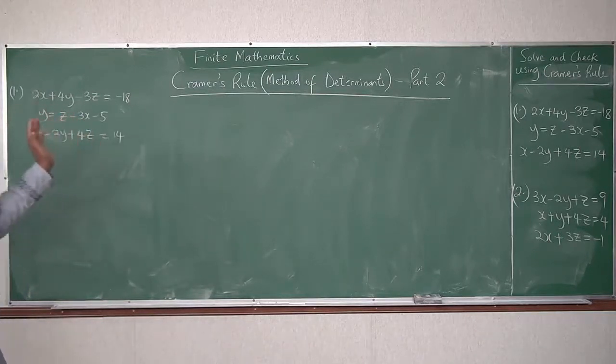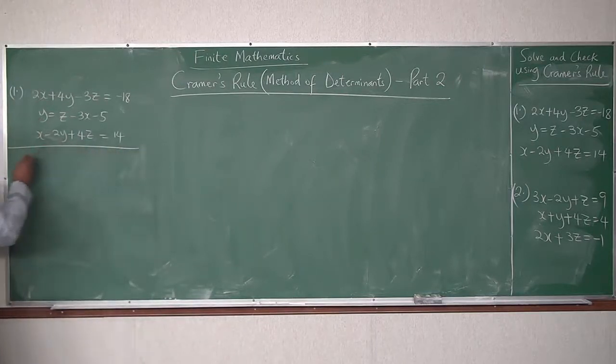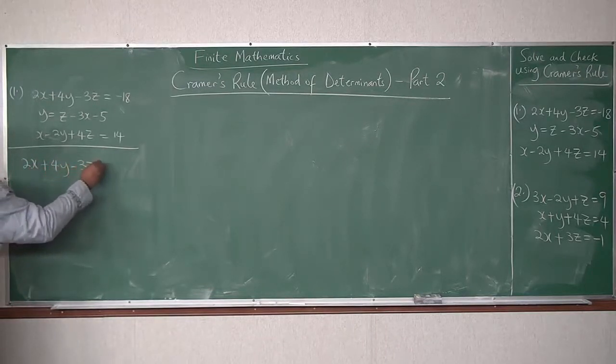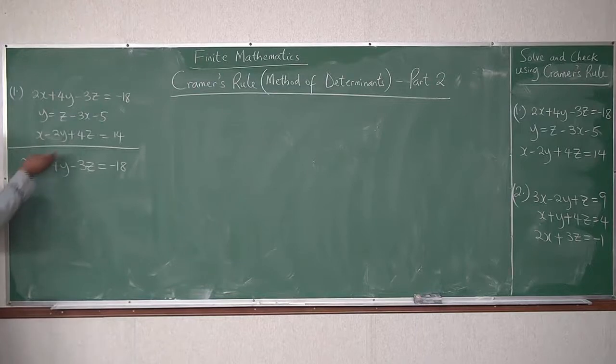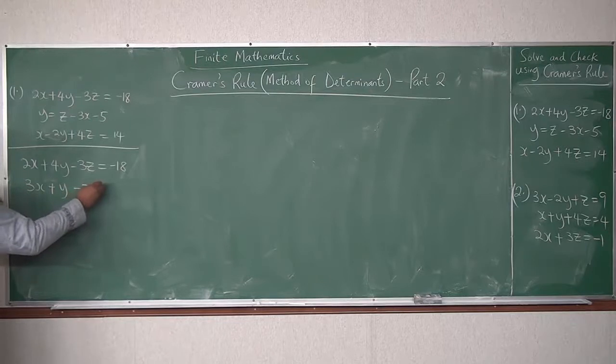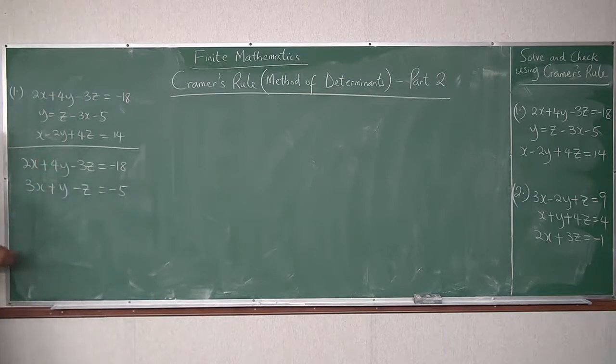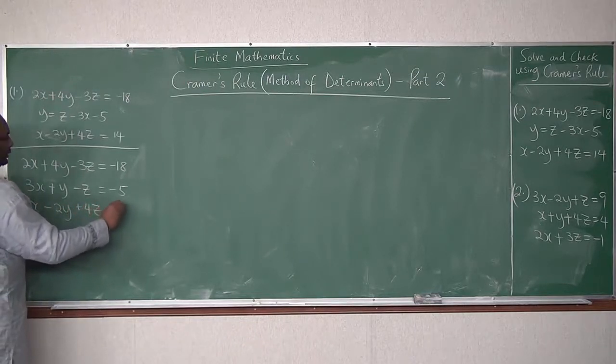If you look at the 3 equations, the variables are complete. But are they aligned? They have to be aligned. If you look at it, equation 2 is not aligned, so we have to align it. So this is 2x plus 4y minus 3z is negative 18. This will be 3x plus y minus z is minus 5. And this is x minus 2y plus 4z is 14.